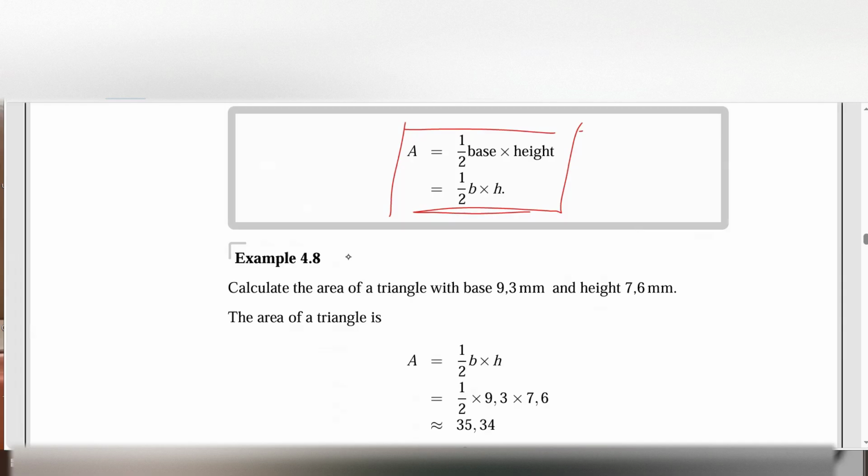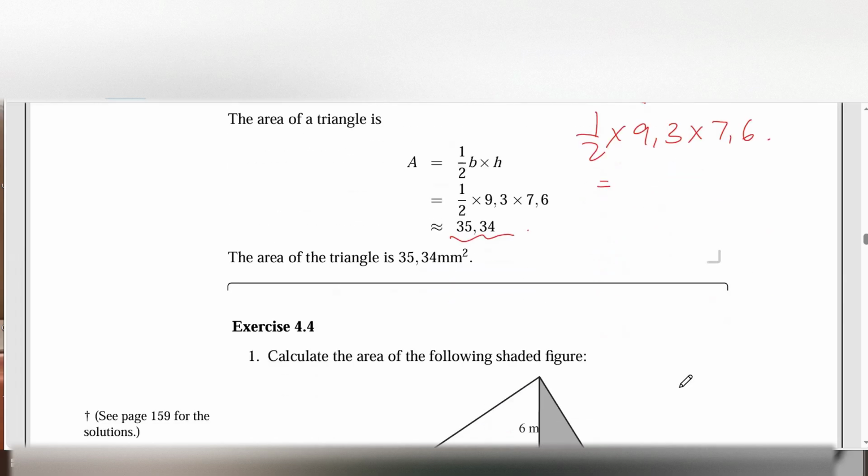Okay, calculate the area of a triangle with this base and this height. So it's going to be a half multiplied by 9.3 multiplied with a 7.6. Punch that in the calculator, you get just around about that value.